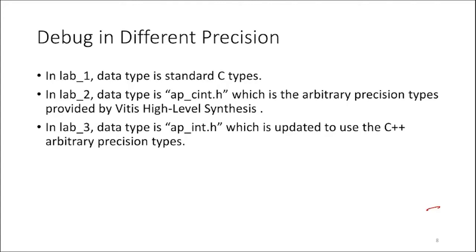And in lab 1, the data type is standard C type. And in lab 2, the data type is arbitrary precision type, and it is provided by Vitis high-level synthesis. And in lab 3, the data type is also the arbitrary precision type, but it is provided by C++.